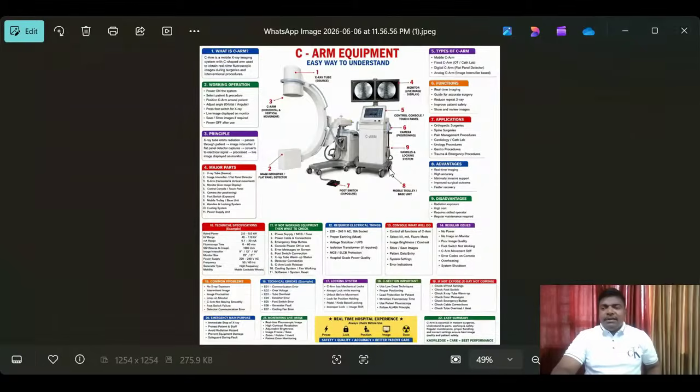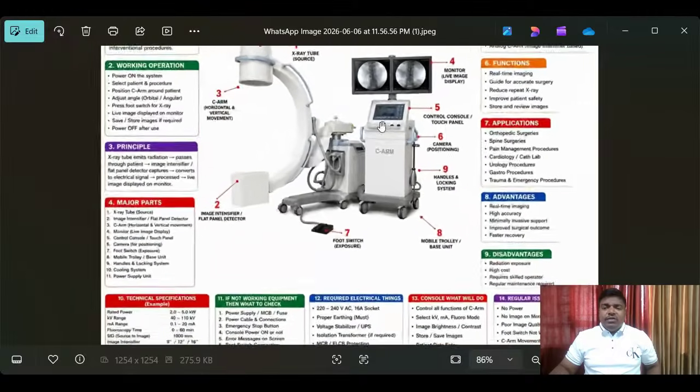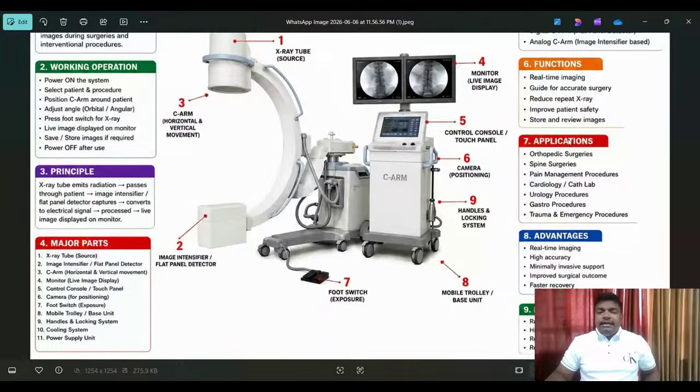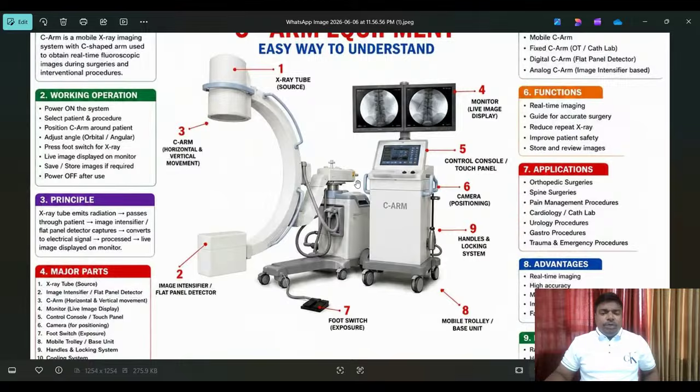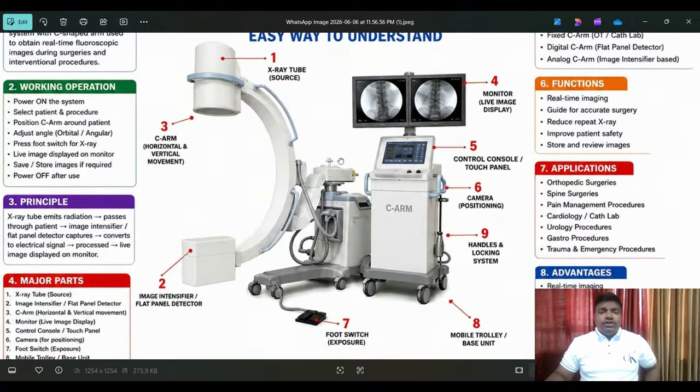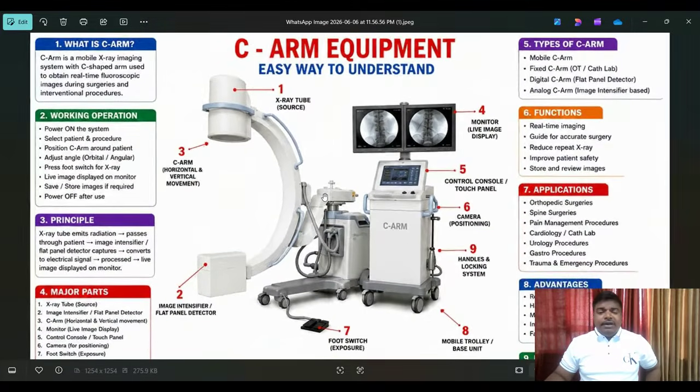Now today our topic is C arm. Everything I'm going to show you very clearly. Now I'm going to zoom this one. This is the intention of my topic. First of all, I want to show you what C arm equipment is and how it looks. I will go slowly and then you can understand very easily. See here, this is the C arm.